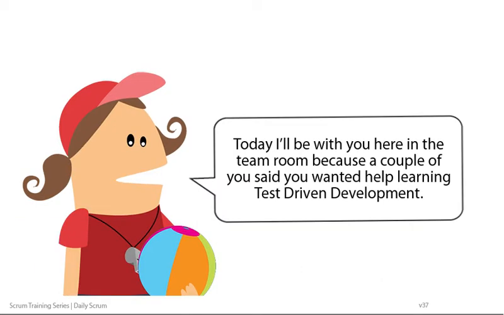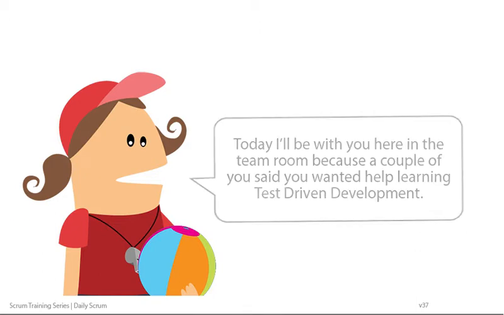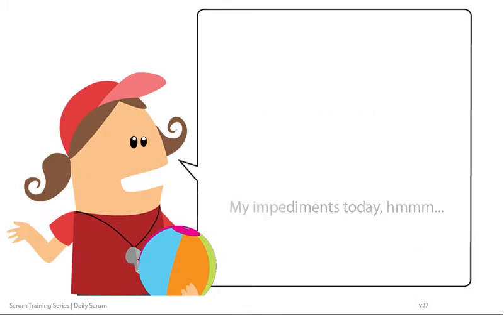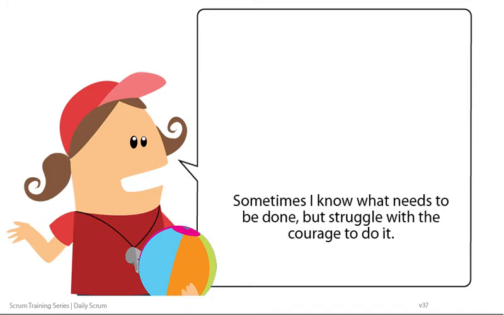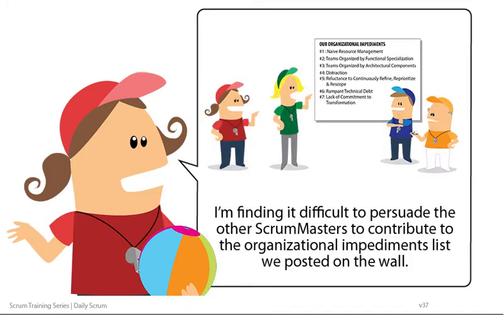Today I'll be with you here in the team room because a couple of you said you wanted help learning test-driven development. My impediments today: sometimes I know what needs to be done, but struggle with the courage to do it. I'm finding it difficult to persuade the other Scrum Masters to contribute to the organisational impediments list we posted on the wall.